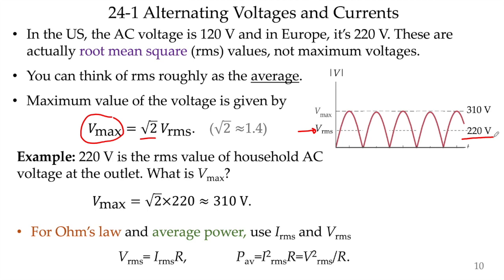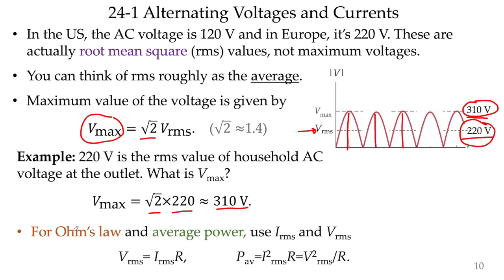Okay, but if you ask what is the maximum voltage, it becomes maximum. So basically multiply 220 by square root 2. So the maximum is 310 volts. But again, do you get 310 volts from the outlet? Yes, but it's only at some moments. You don't get 310 all the time. That's why we have to think about the average voltage.